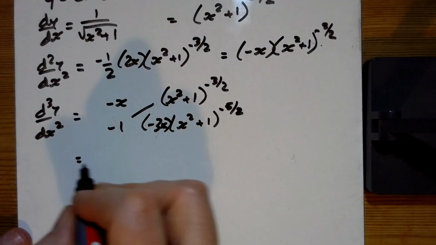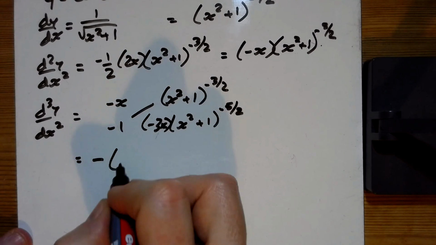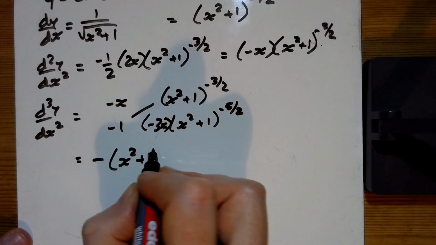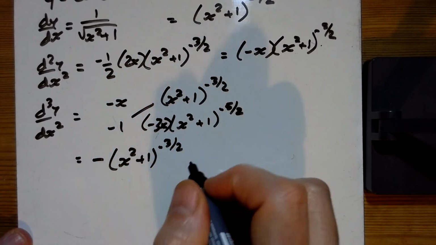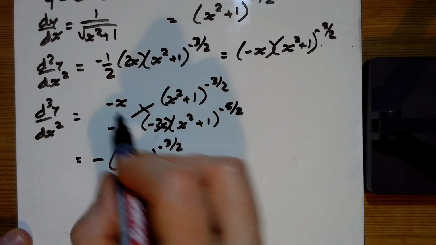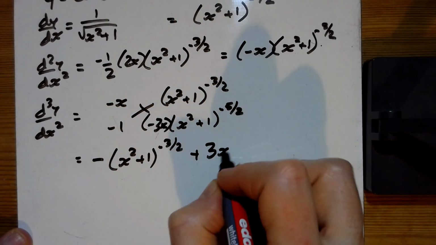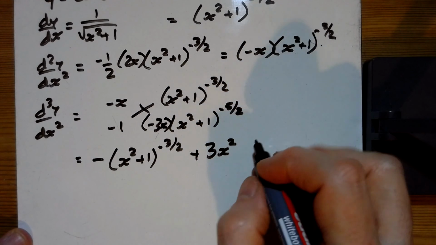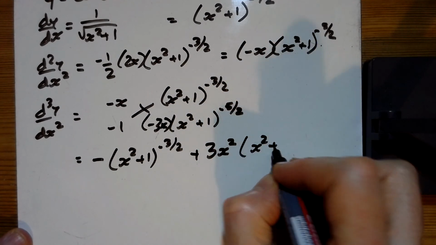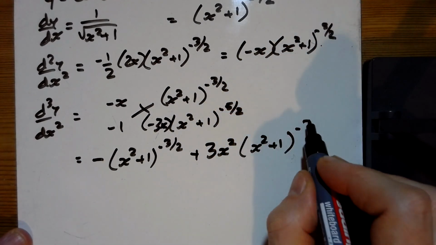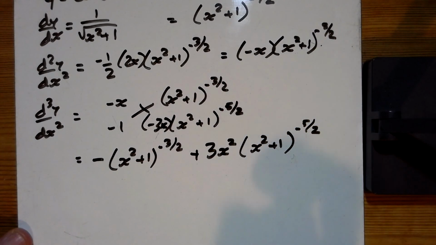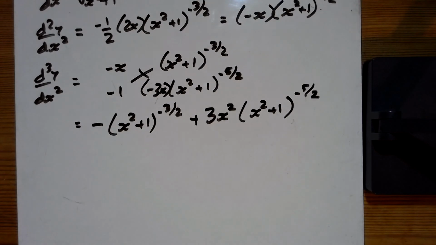Right, so what is this going to give? It's going to give us minus x squared plus 1 to the minus 3 over 2, and a minus minus there, so plus 3x squared, x squared plus 1 to the minus 5 over 2. Right, I think that's what it differentiates to give. Now let's, oh, you're kidding.